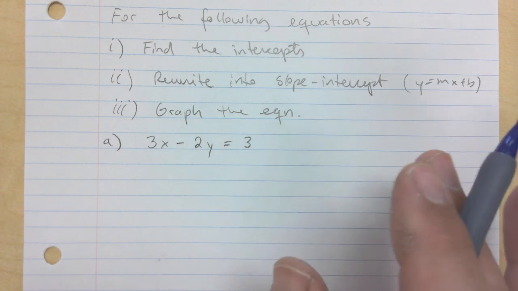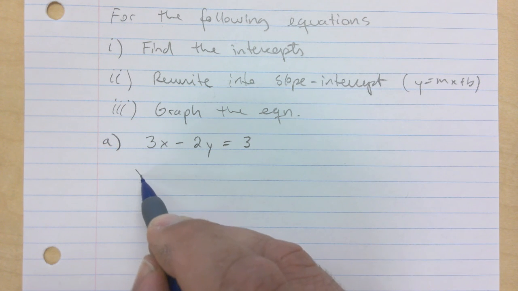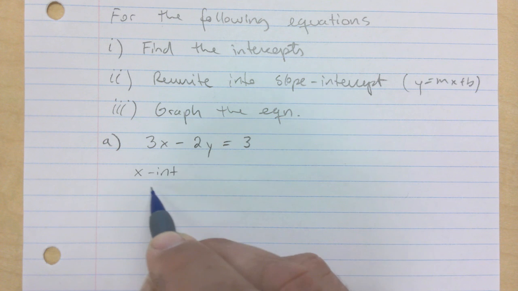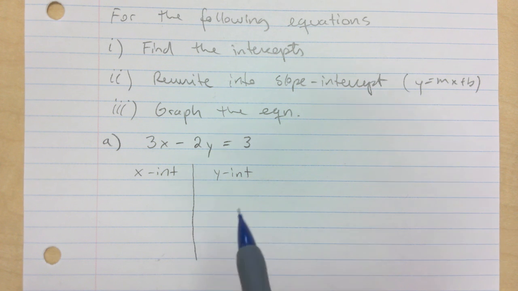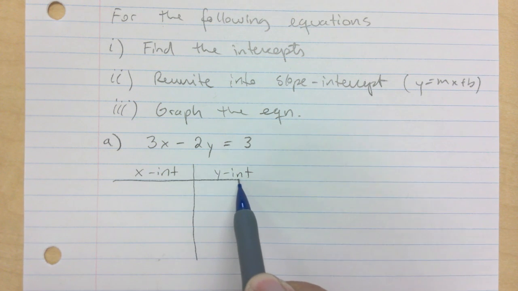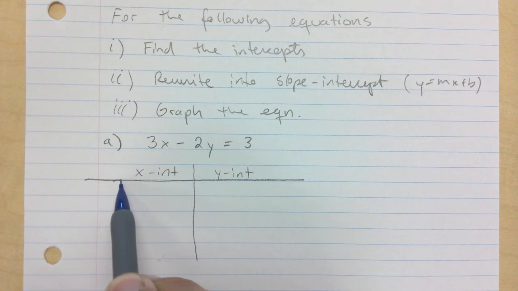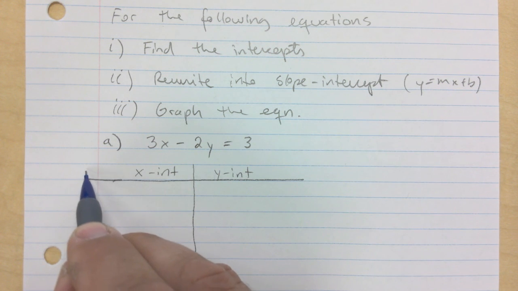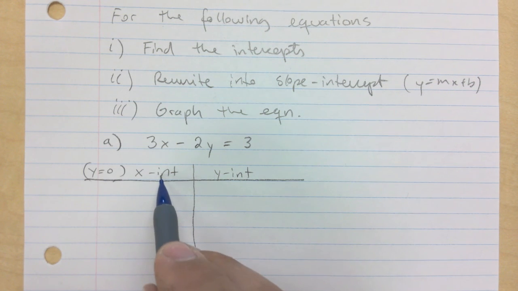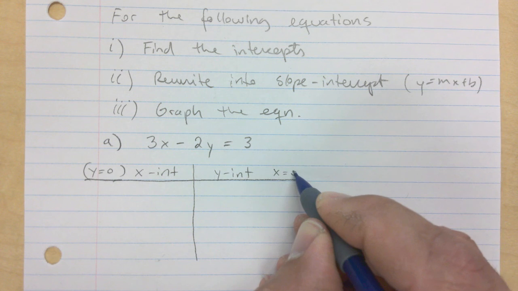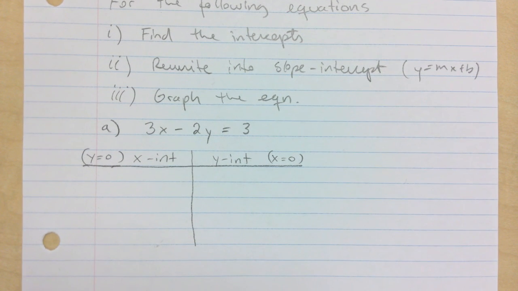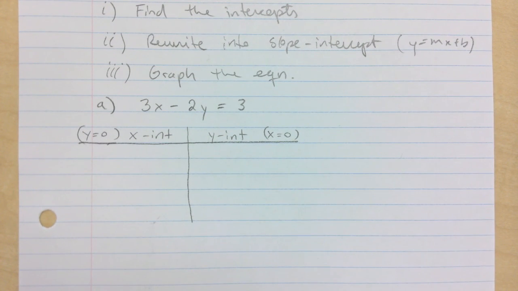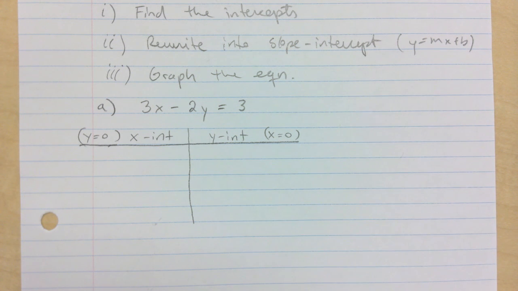So to find the intercepts, I do it in a specific way. I like to have it in a chart. So you will find the x-intercept right next to the y-intercept. That's how I like to do it. So I'm just going to say on top here next to it, y is equal to 0 for the x-intercept and x is equal to 0 for the y-intercept. We good? All right.